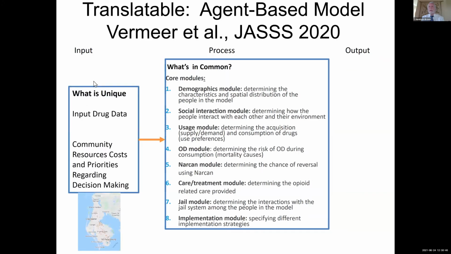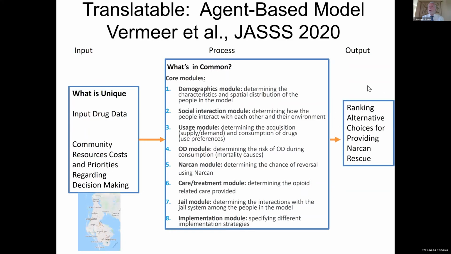And what's changed in here, what's unique, is input data from that county, for example, as well as county resources, costs, and priorities. And the output there can be the ranking of alternative choices for making decisions around how best to deliver rescue with Narcan as a medication.